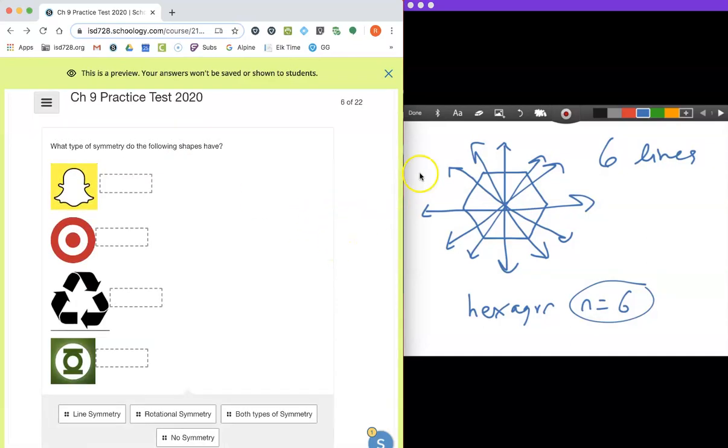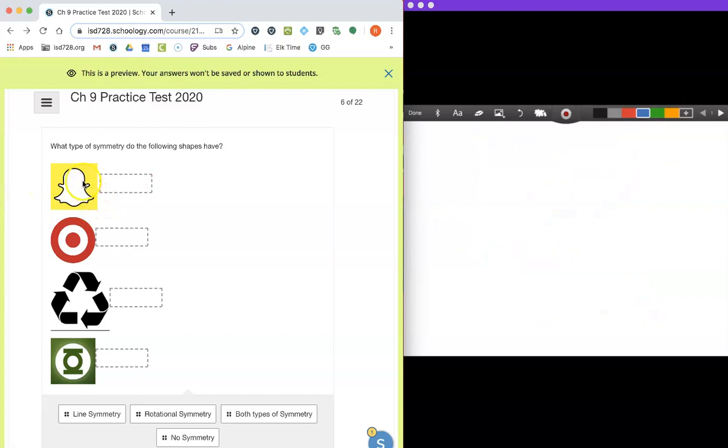Okay. Over here, it's asking what types of symmetry do these shapes have. So just going through here quickly, I could do a line right down the middle of the Snapchat, but I can't rotate it to have any symmetry. It won't look the same if I turn it. So this one just has line symmetry. This target symbol definitely can rotate. If I turn it even just a little bit, it'll look the same. And I can cut it in half pretty much anywhere that goes through the center. So this one is going to be an example of having both.